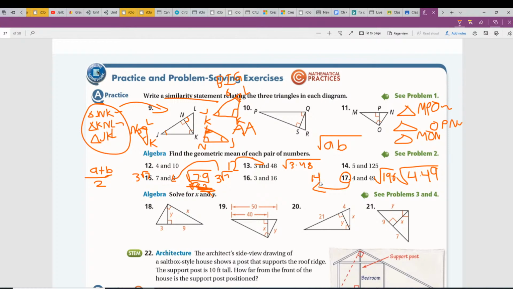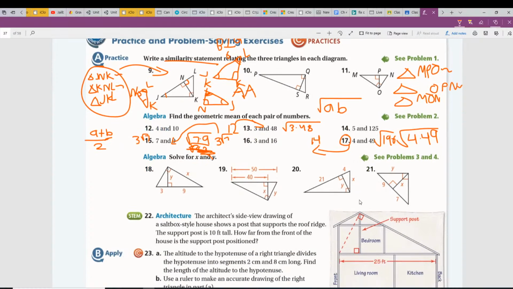And in algebra, you may have learned that the square root of a positive number actually has 2 square roots. So shouldn't it be positive and negative? Well, no. When we're dealing in geometry, we don't usually deal with negatives. So we're only taking the positive square root of the geometric mean. So knowing that, let's just move on to the next problem.